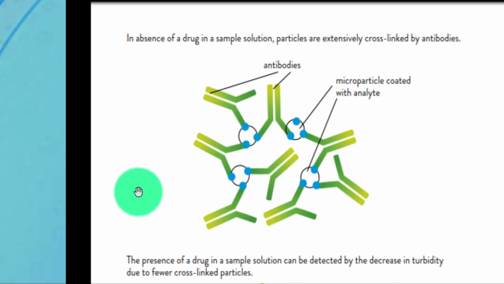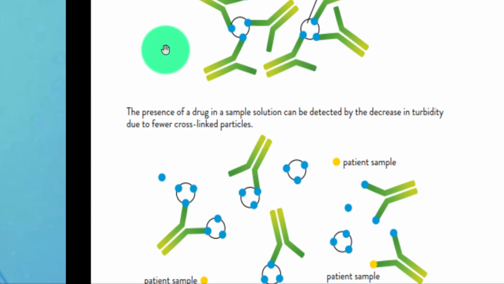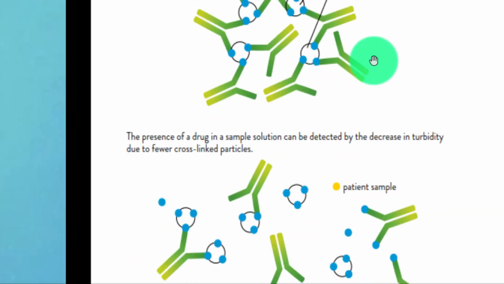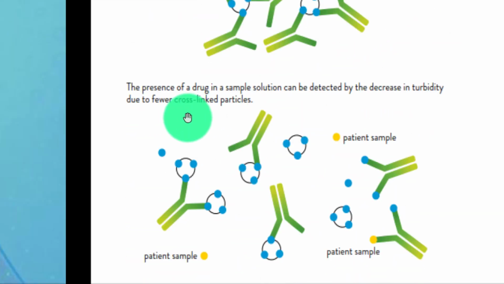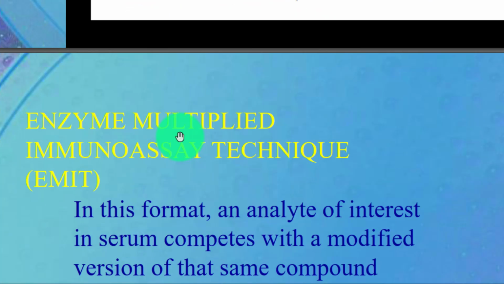Here, microparticle coated with analyte. This is antibodies. In absence of the drug in sample solution, particles are extensively cross-linked by antibodies. The presence of the drug in a sample solution can be detected by the decrease in turbidimetry due to fewer cross-linkages.